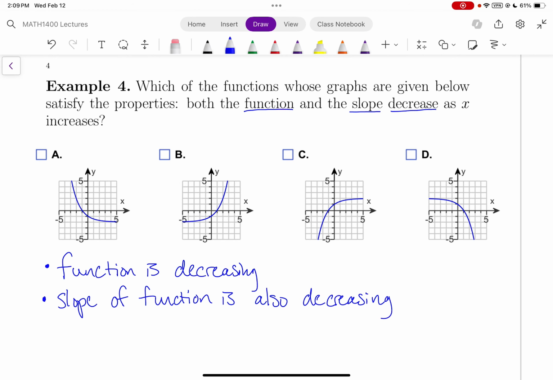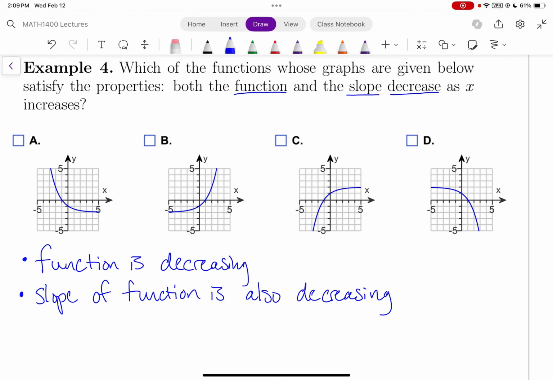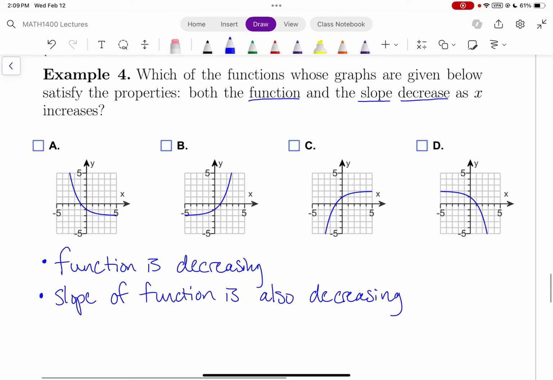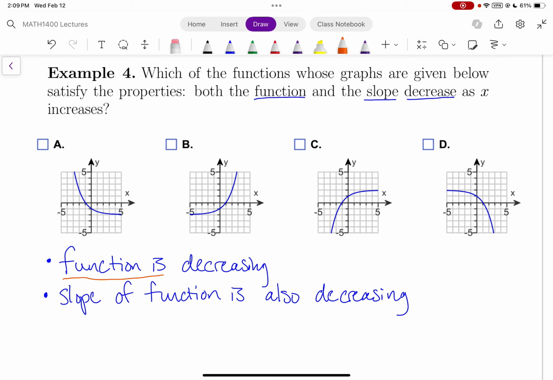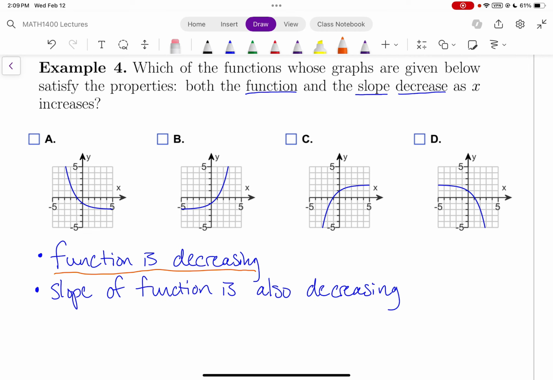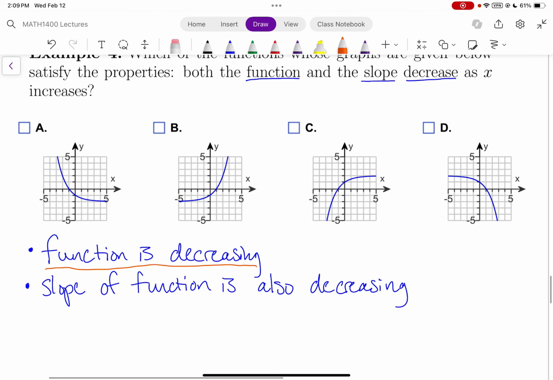So what this question is asking is that we have a function that's decreasing and the slope of the function is also decreasing. And the question is, which of these four functions is that? These four functions are behaving in different ways. Which one of them is both decreasing and its slope is decreasing as we go from left to right? Let's look at the first one. The function is decreasing. So which of these four functions is decreasing? Well, what it means to be decreasing is if you imagine yourself walking on the blue curve from left to right, you're sliding down a hill or going down a roller coaster, something like that, right?